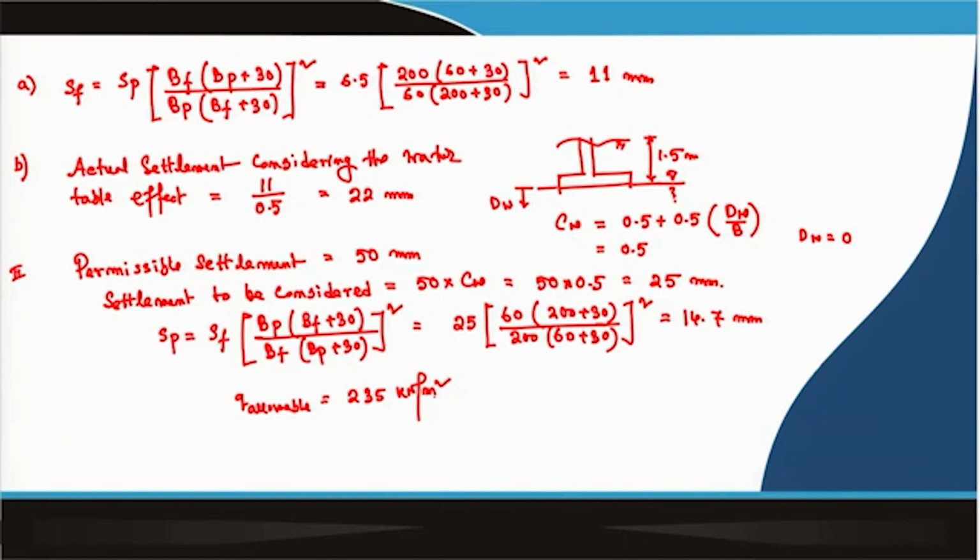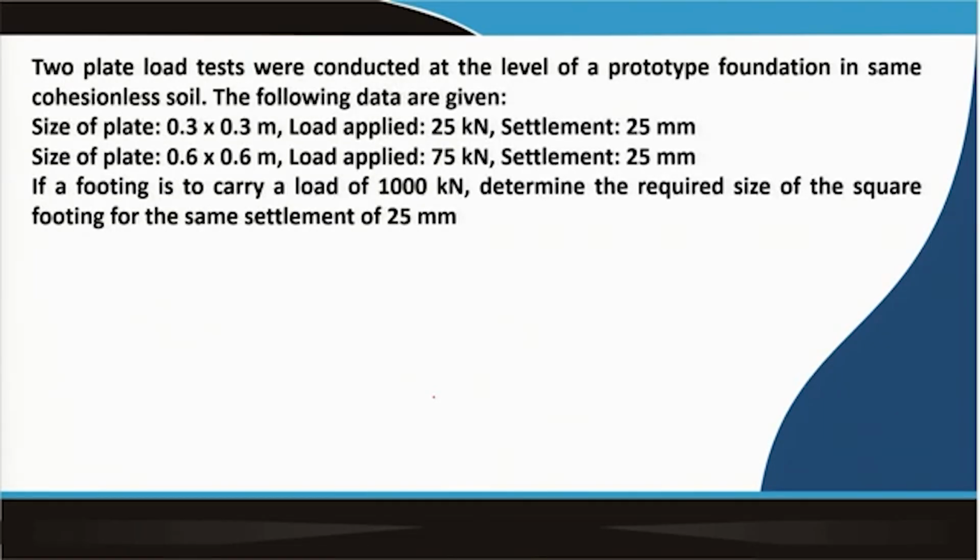Okay. So, the next problem that I will discuss: sometimes we can conduct two plate tests with different sizes. What is the purpose? To minimize the size effect, because as I mentioned, we are using a small size plate to conduct the plate load test. So, there is a size effect. To minimize that, we can use two different size plates, and then based on that plate load test we can determine the actual dimension of a footing.